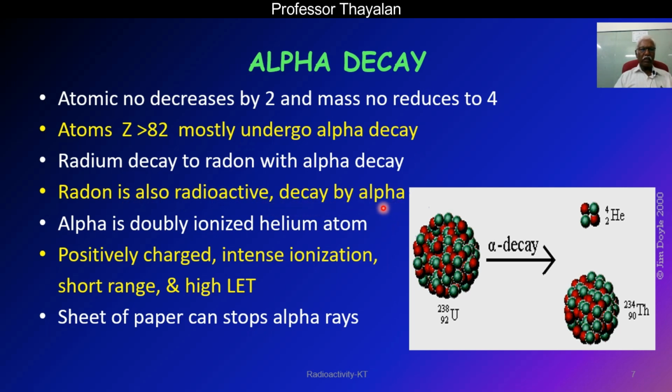Alpha properties: it is a doubly ionized helium atom, positively charged, gives intense radiation, and has a short range. It belongs to high LET radiation. LET means linear energy transfer. A sheet of paper can stop alpha rays very easily.